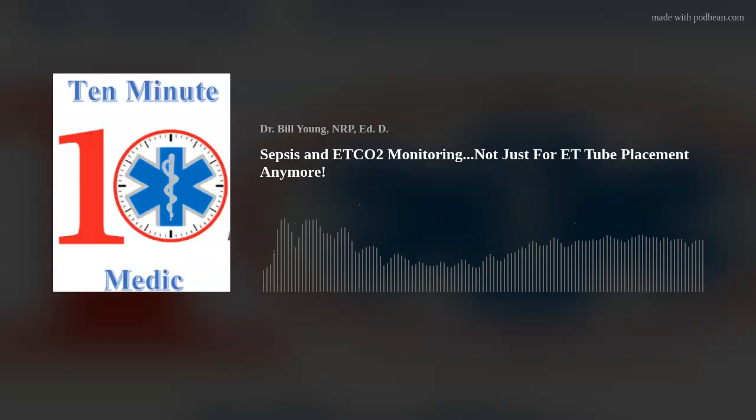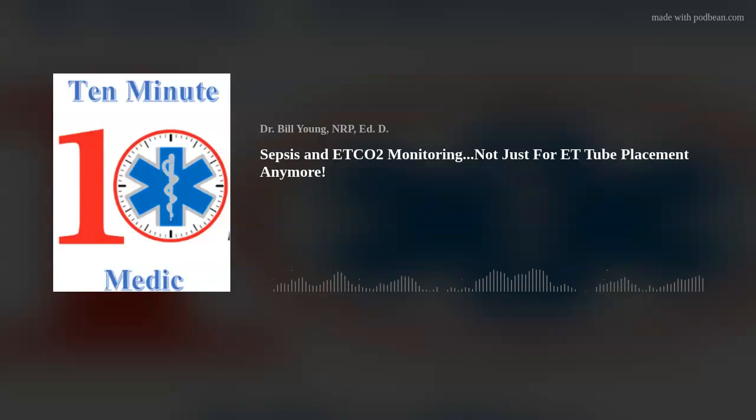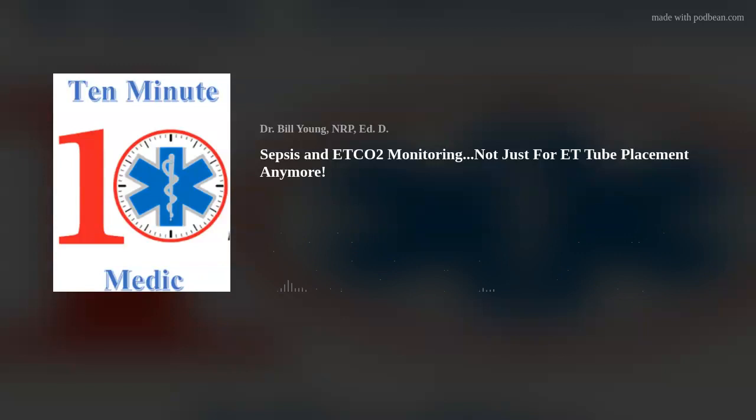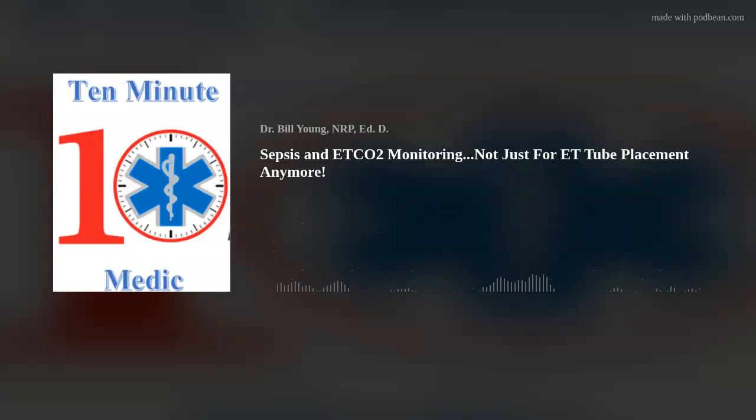Capnography not only measures the end-tidal CO2, but also provides a graphical representation of carbon dioxide concentration throughout the entire respiratory cycle, known as the capnogram. This waveform provides additional information about the patient's condition. The normal range for end-tidal CO2 in a healthy individual is typically between 35 to 45 millimeters of mercury.